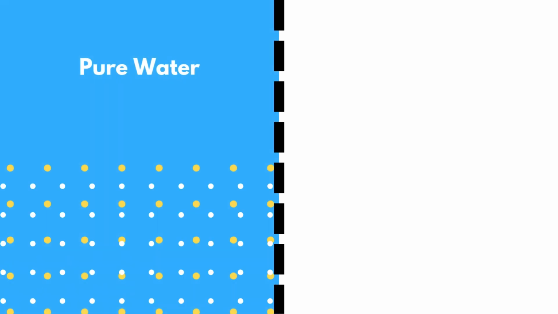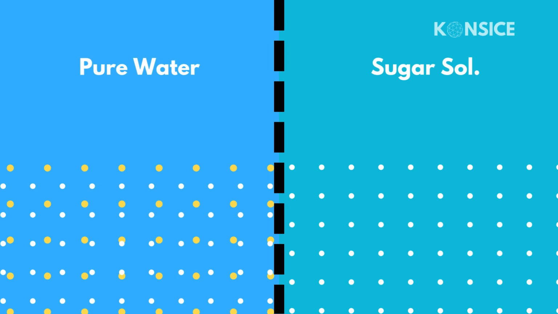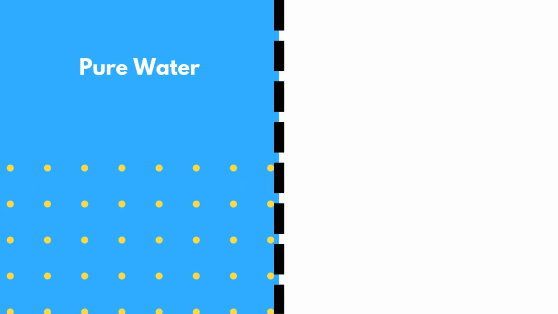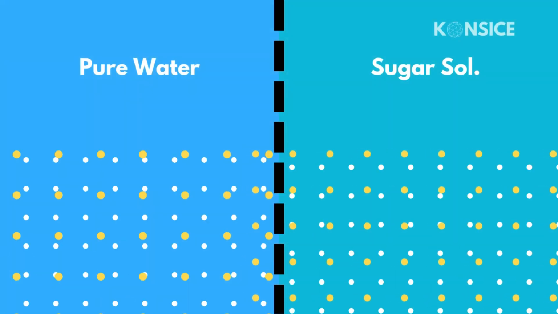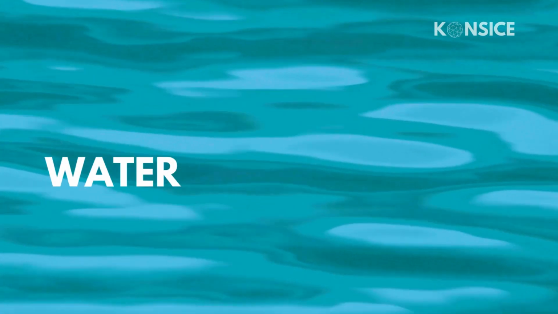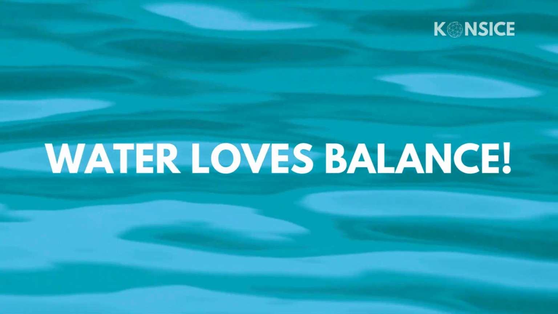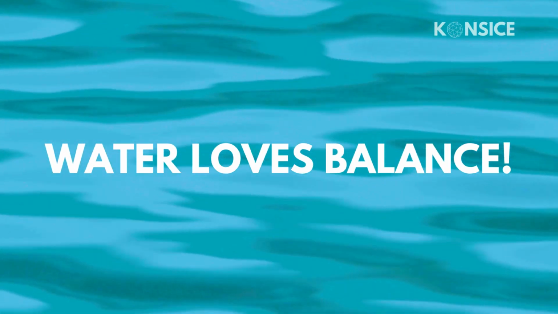On one side of the membrane, there's pure water. On the other side, there's a solution, maybe sugar water or salt water. Osmosis happens when water moves from the pure water side to the side with the solution. Why? Because water loves balance. It moves to the side with more stuff dissolved in it to balance things out.